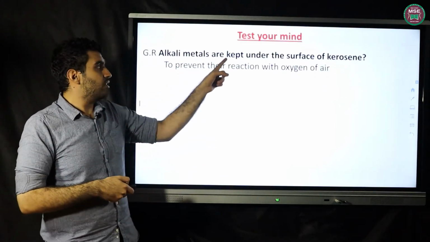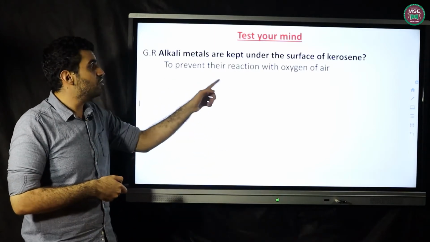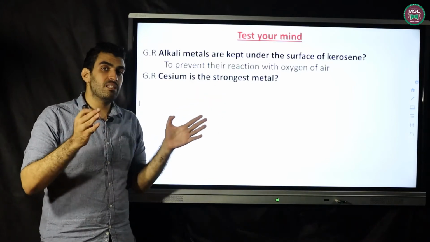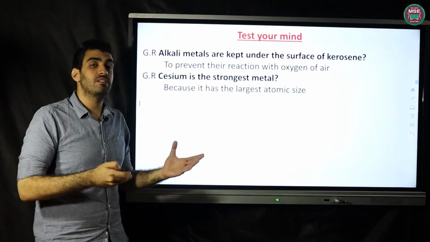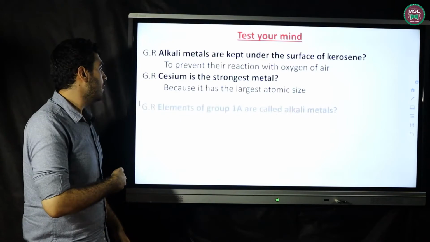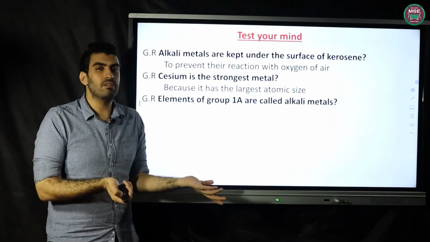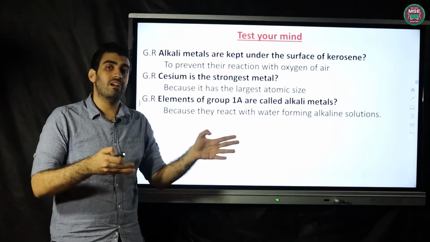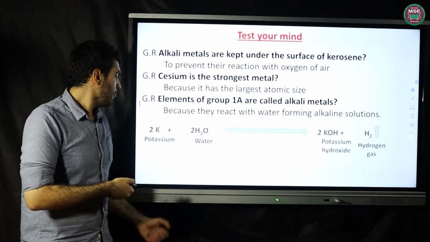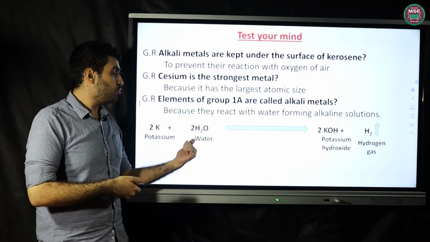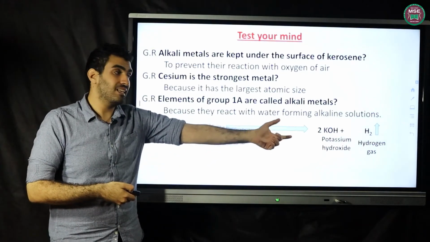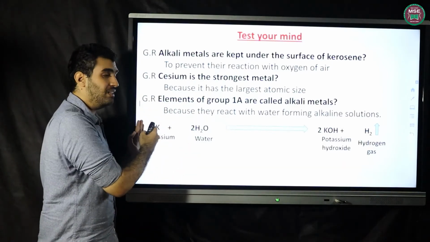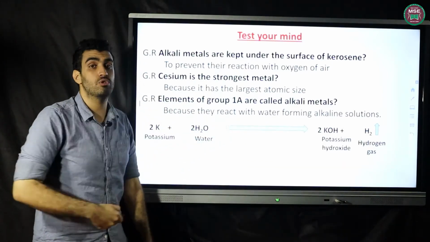Give reason. Alkali metals are kept under the surface of kerosene to prevent the reaction with oxygen of air. Cesium is the strongest metal because it has the largest atomic size. Elements of group 1A are called alkali metals. Why? Because they react with water forming alkaline solution. 2K, for example, plus water produces potassium hydroxide, an alkaline solution, and hydrogen gas evolves. That's why K is an alkali metal, because it produces alkaline solution.